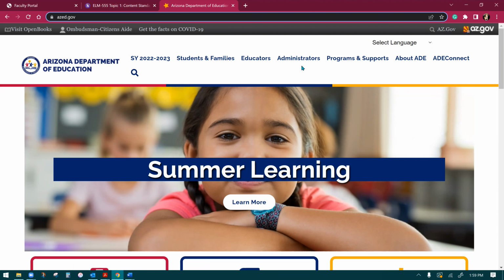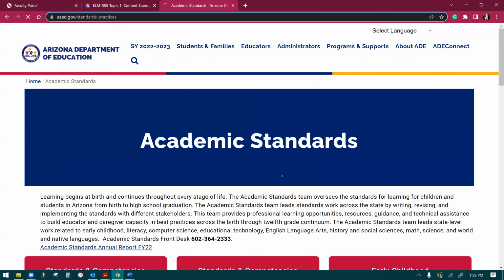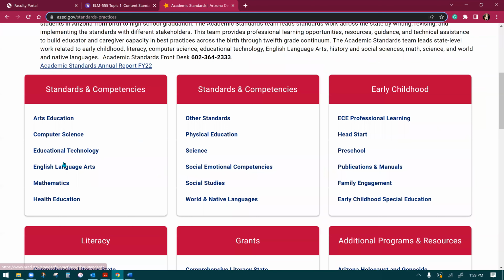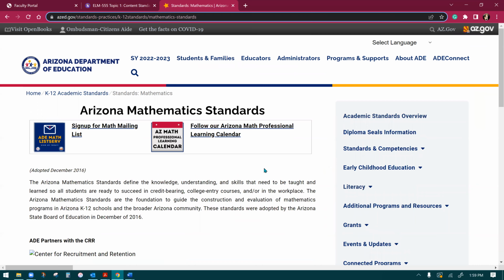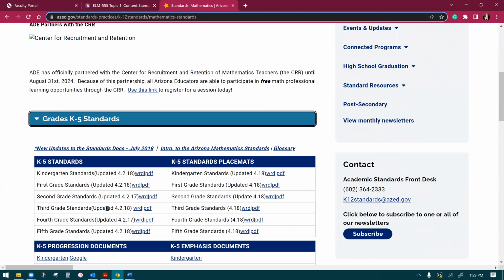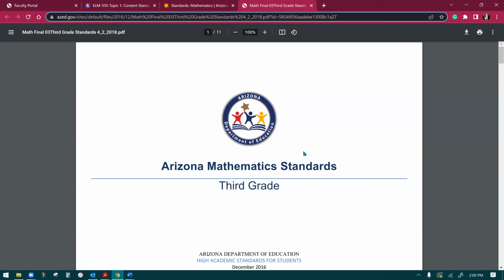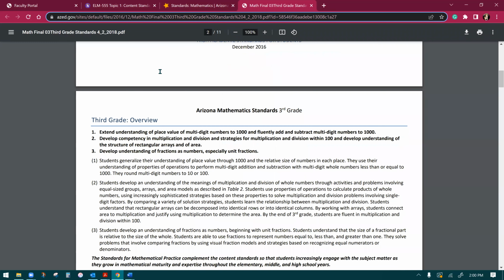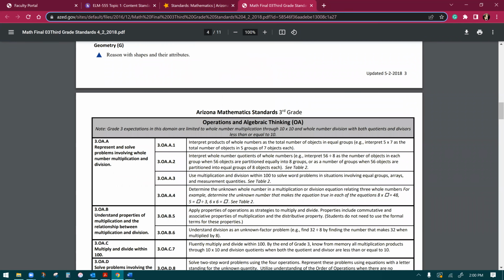All right, so here I am on the Arizona web page because that's the state I'm in, and I'm going to go to our academic standards. I'm going to start by finding a math standard. So here I am on my math page. I'm going to go for K5, and I'll open up a 3rd grade standards document. So here I am with my 3rd grade standards. We have some front matter that gives me the overviews, and then here I am at the standards level.